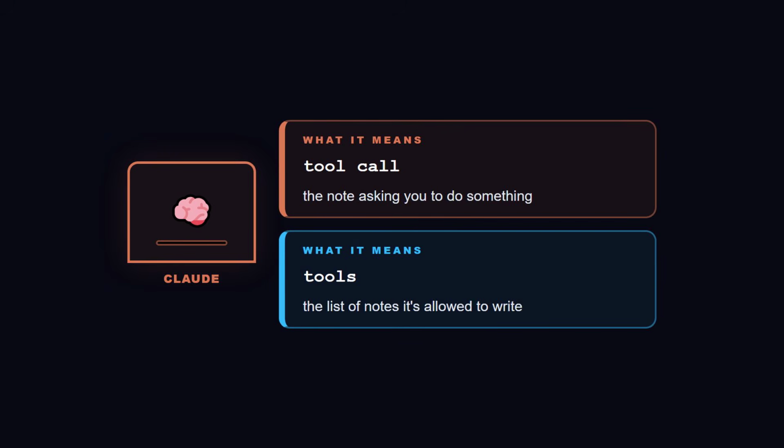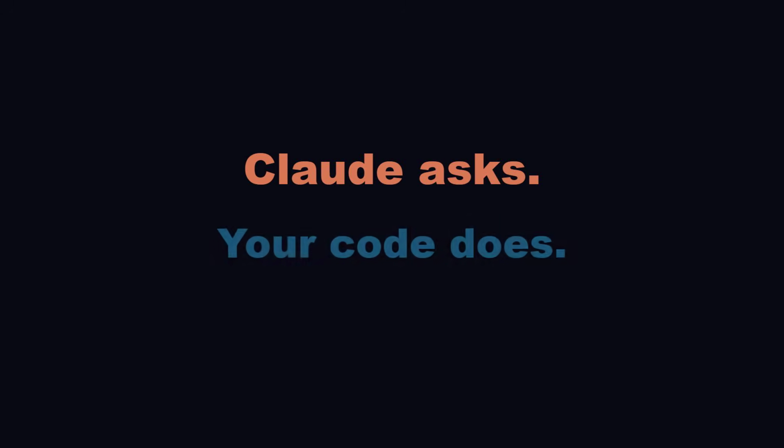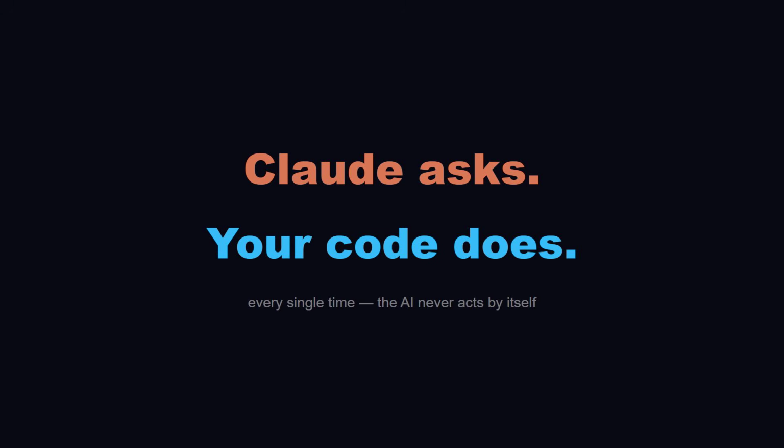That's how every AI agent works. That note has a name. It's called a tool call. And the list of notes they're allowed to write is called their tools. Here's the key part. Claude never does anything itself. It only ever asks. Your code does the actual work, every single time.